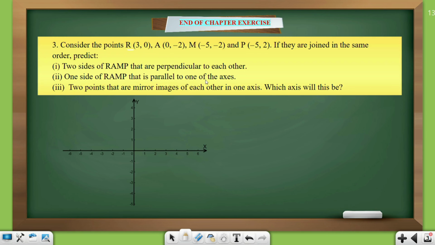Identify two sides of the ramp that are perpendicular to each other, one side of the ramp which is parallel to one of the axes, and two points that are mirror images of each other in one axis. Which axis will this be?